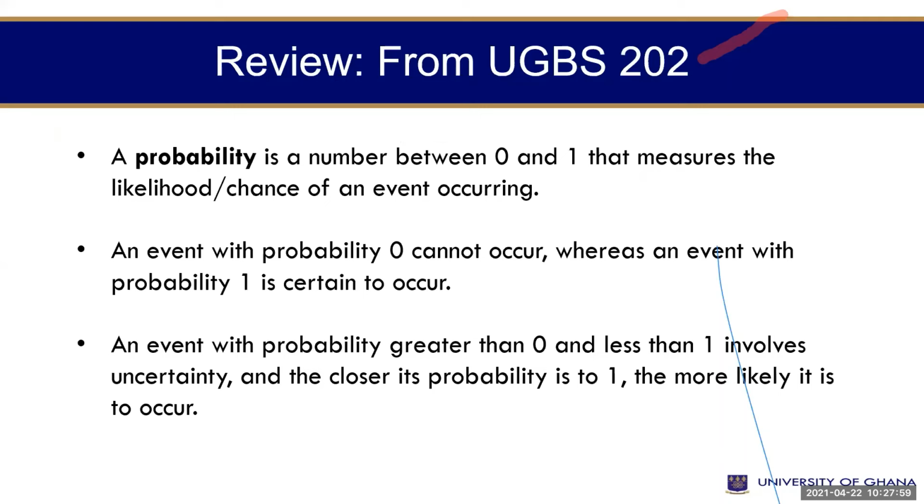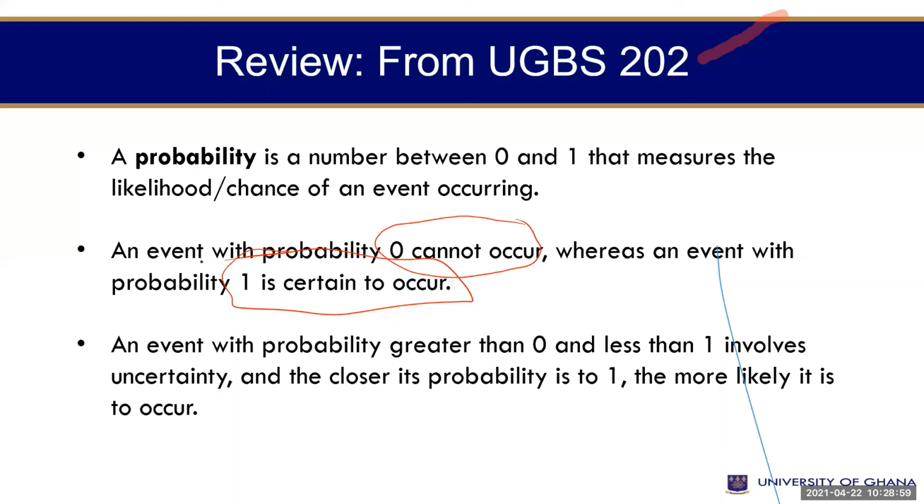Let's go on. So what is a probability? This is what you did in level 200. I'm not going to be telling you what it is, but the principle behind it, as we said, is that where we have uncertainties regarding a phenomenon, then we can use it. Usually a probability is measured on a scale of 0 to 1, and we are looking at the likelihood or the chance of an event occurring. An event with probability 0 cannot occur, whereas an event with probability 1 is certain to occur. Then an event with a probability greater than 0 and less than 1 involves uncertainty.